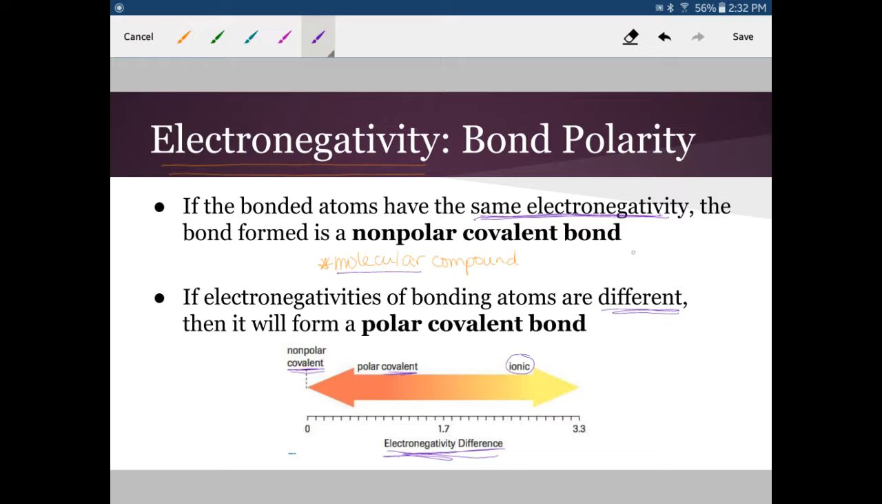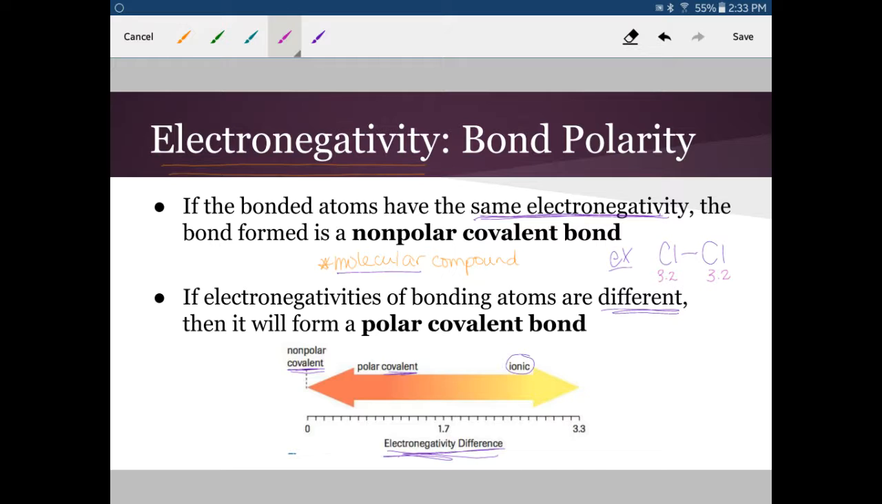Okay, so an example of this would be chlorine bonded to a chlorine. We see that we have two chlorine atoms that are bonded to each other, and there's equal sharing of electrons. This is because when we take a look at their electronegativities on our periodic table, each chlorine atom has an electronegativity of 3.2 and of 3.2, meaning that we have equal sharing of electrons.